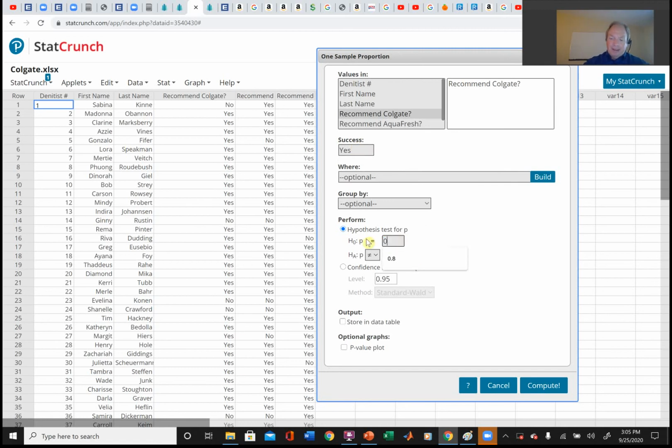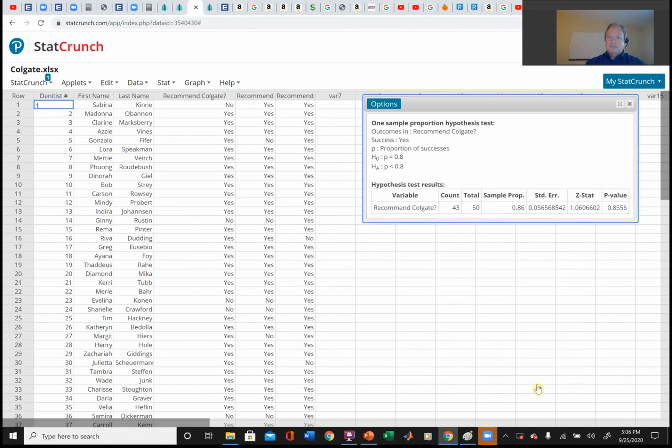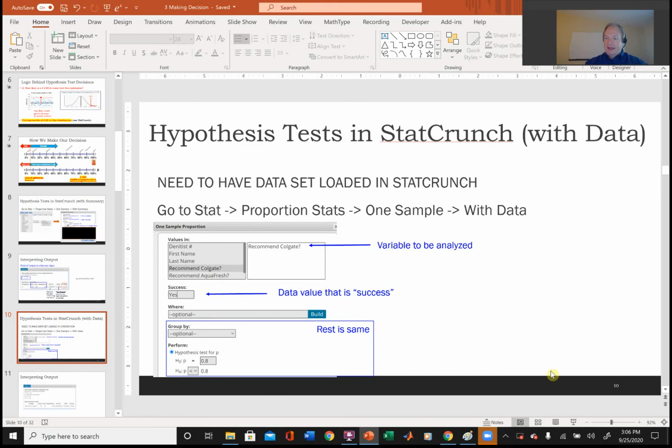It just happened that the parameter value was 80%. 4 out of 5 dentists recommend, and we were testing to see if it's less. Okay, so very similar to what we did. And then we're going to hit compute. And so the interpretation of the output is exactly identical, okay?